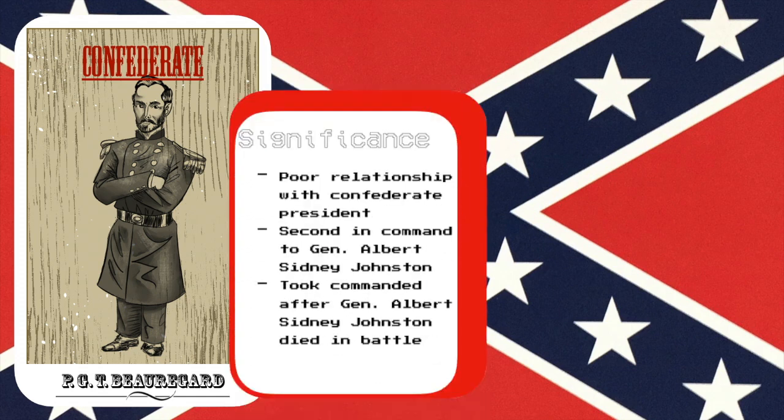P.G.T. Beauregard. Bureaucrat. Poor relationships with the Confederate President, second in command to General Albert Sidney Johnston, and took command after General Albert Sidney Johnston died in battle.